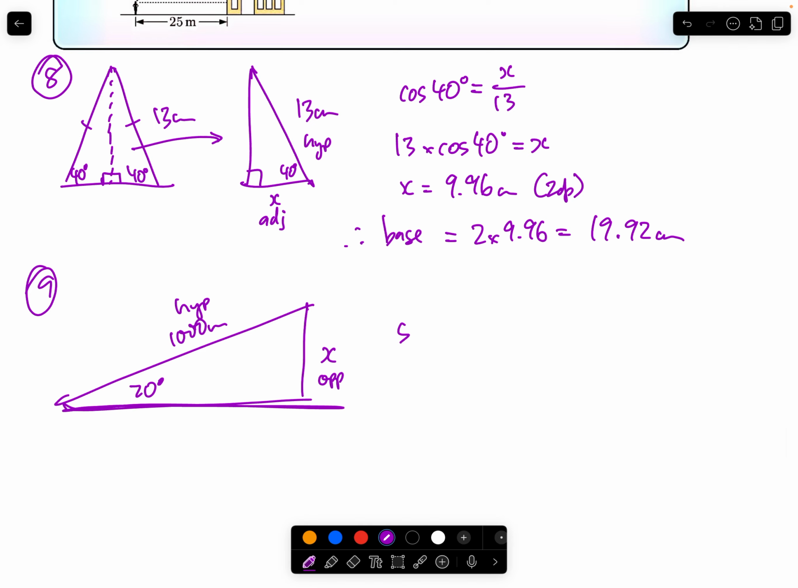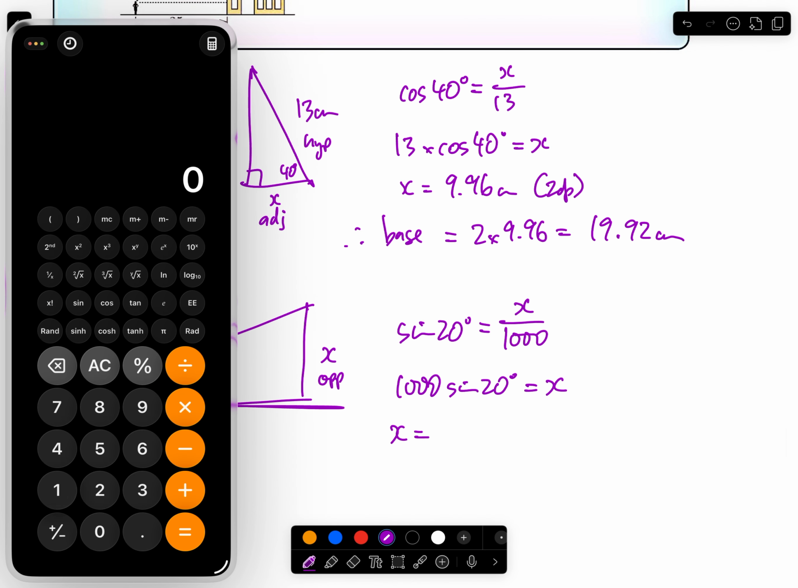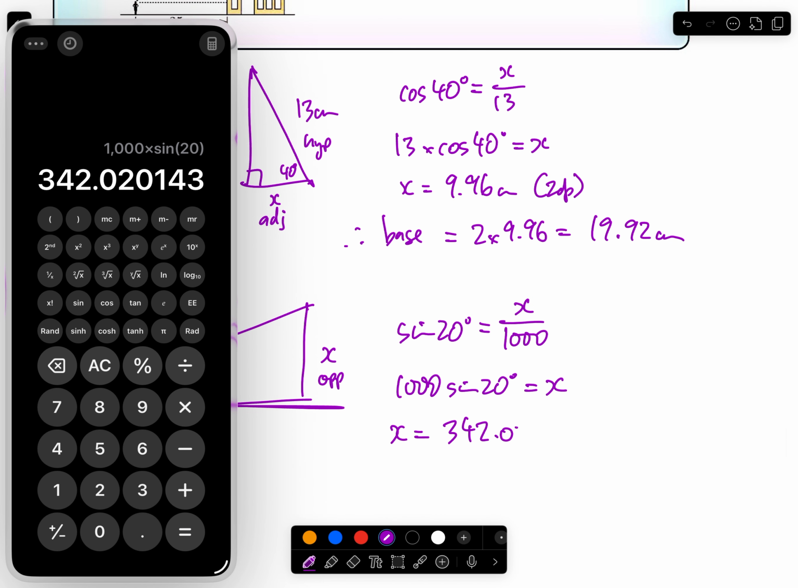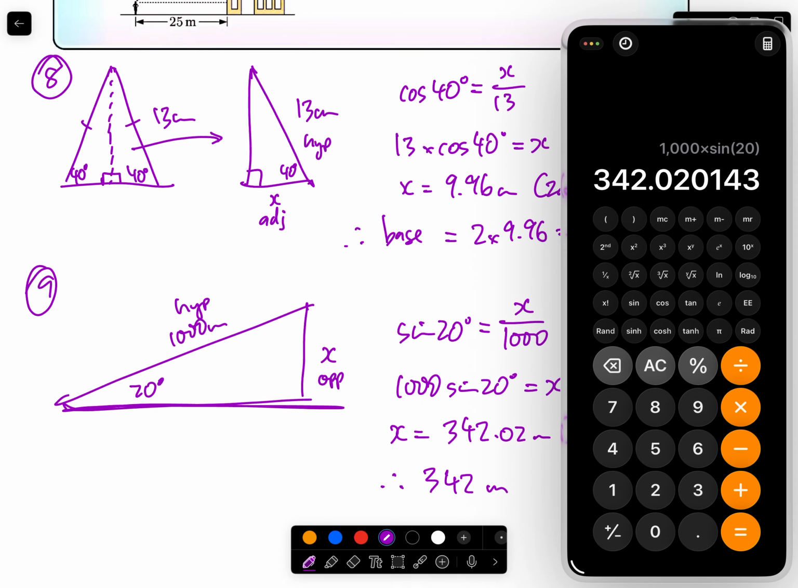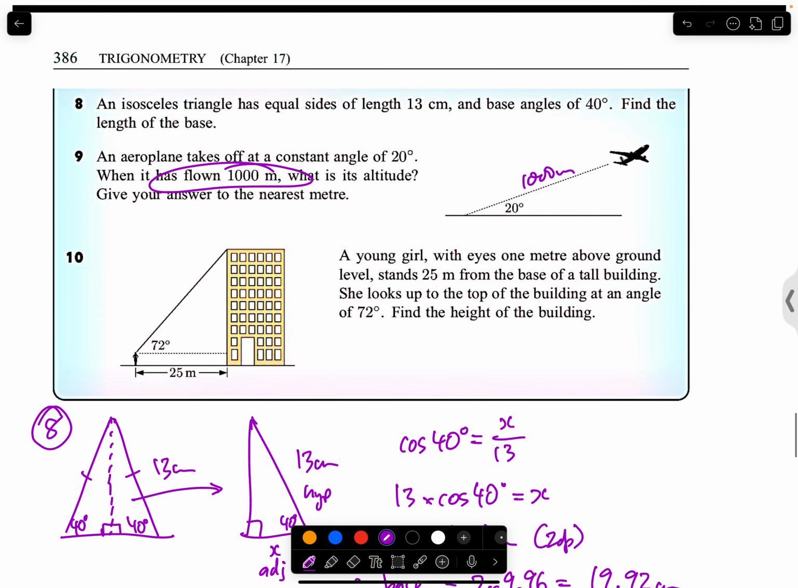Opposite and hypotenuse, so sine 20 degrees is equal to the opposite over the hypotenuse. 1,000 sine 20 equals x. X is going to be 1,000 times sine 20, 342.02 meters to 2 decimal points. So therefore, closest meter, 342 meters. Read the question. It flew 1,000 meters. It has flown 1,000 meters, not flown above ground 1,000 meters.